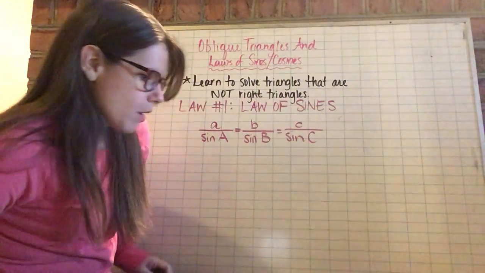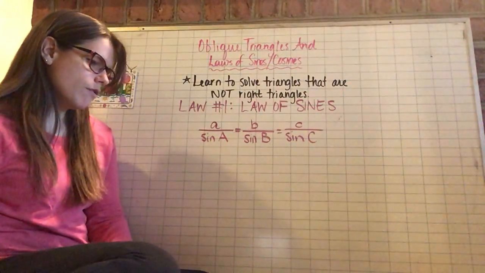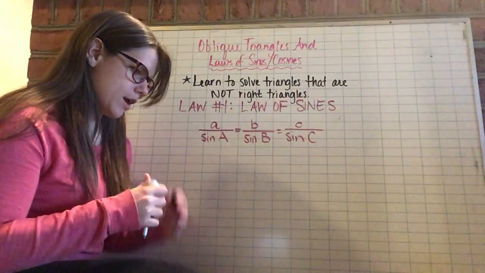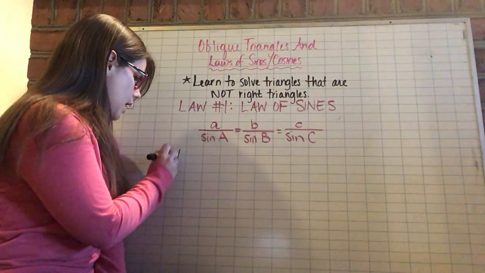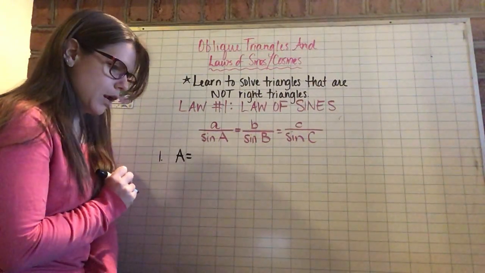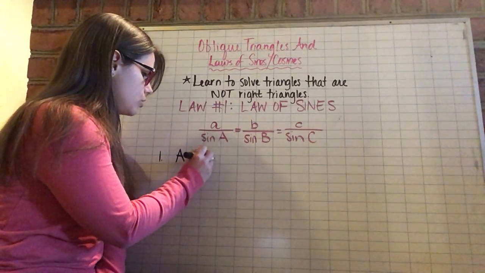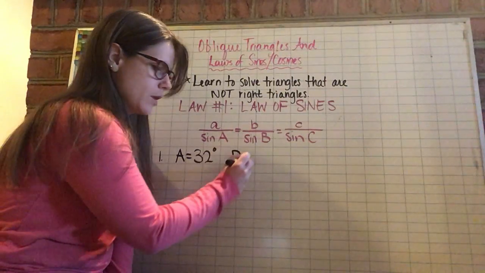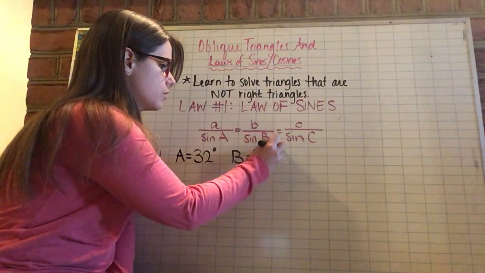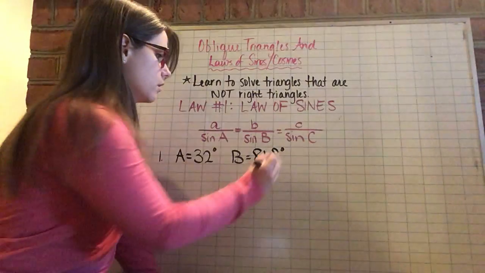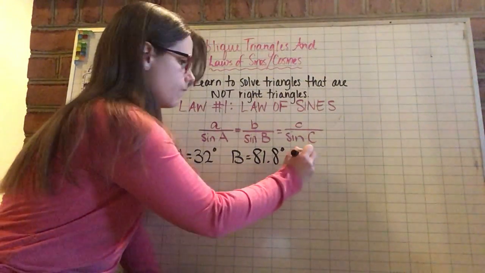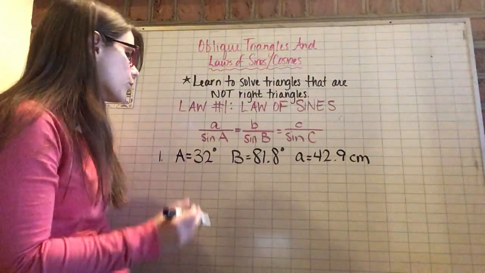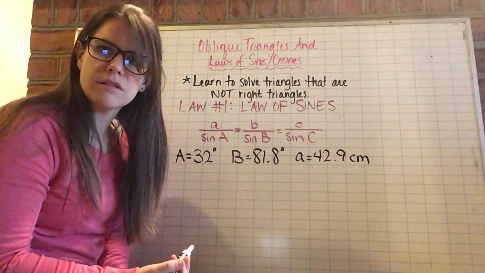But we're just going to see some pretty simple examples today of how this works. Okay? So you're going to see a law of sines problem come up in a situation like this, where I give you a triangle and I tell you that, so this would be example one, A is 32 degrees, B is 81.8 degrees, and little a is 42.9 centimeters. Okay, and we're going to solve triangle ABC.